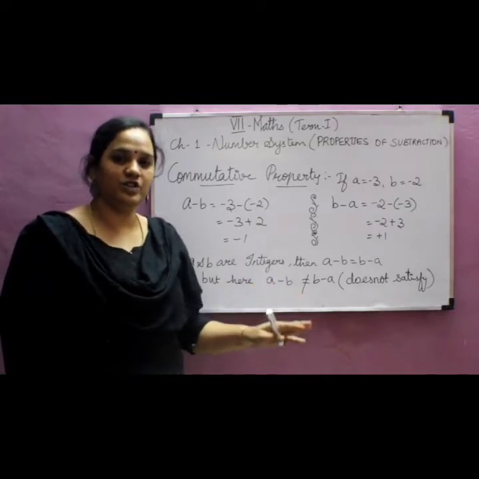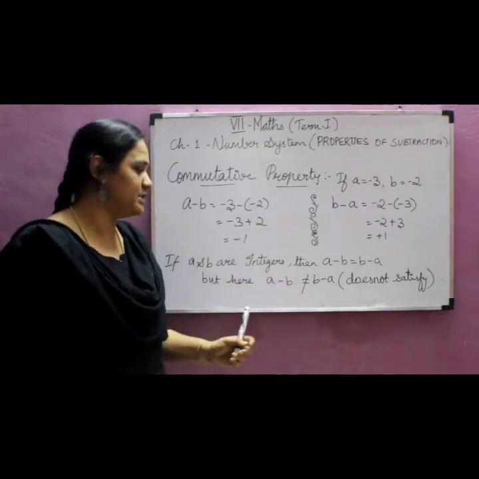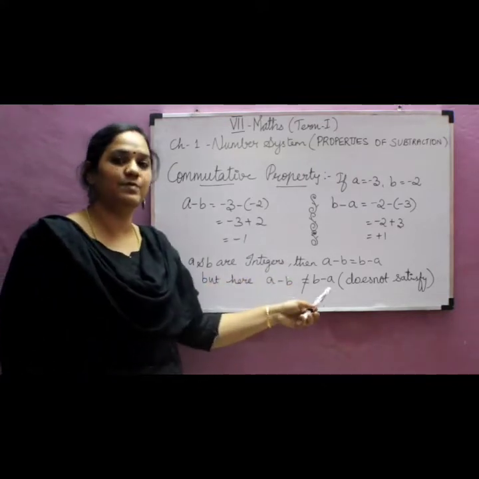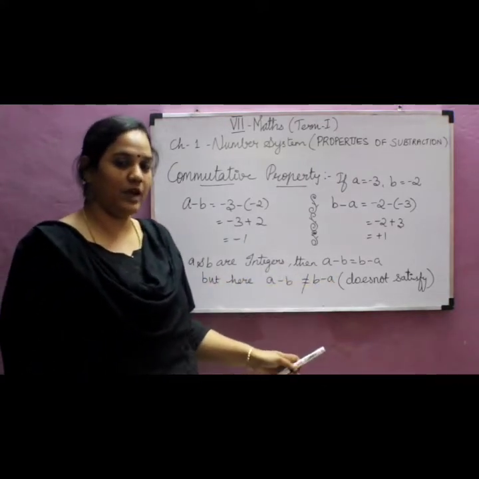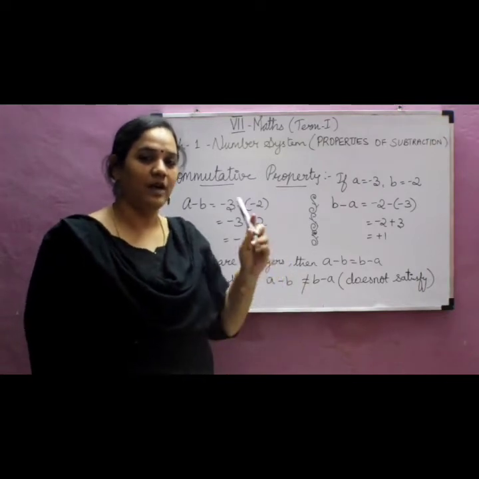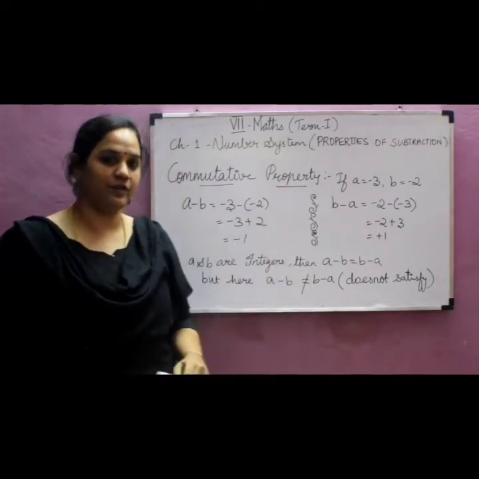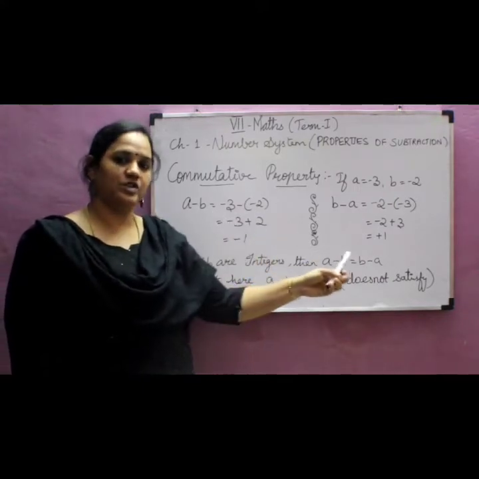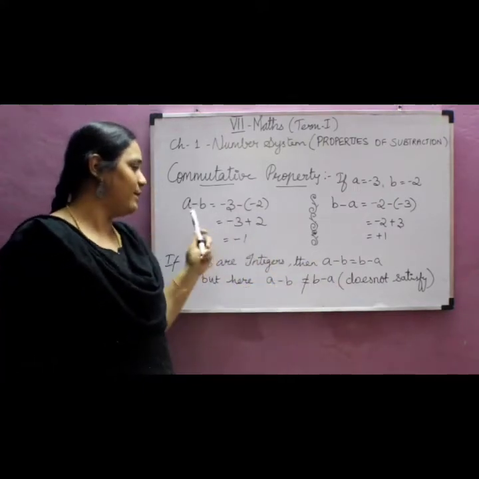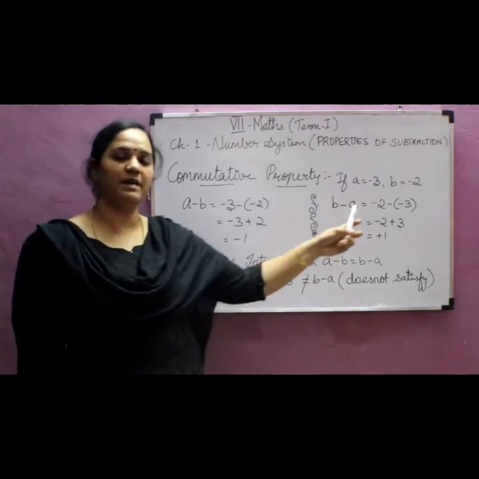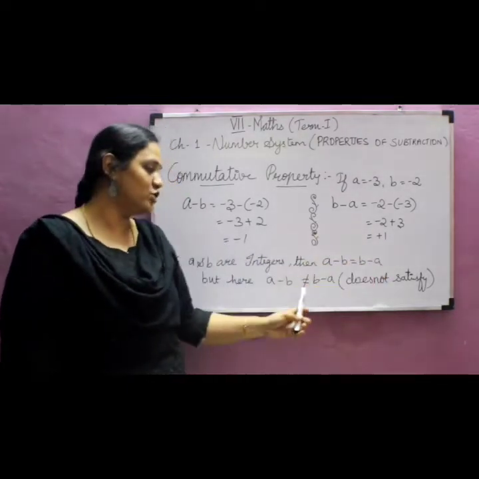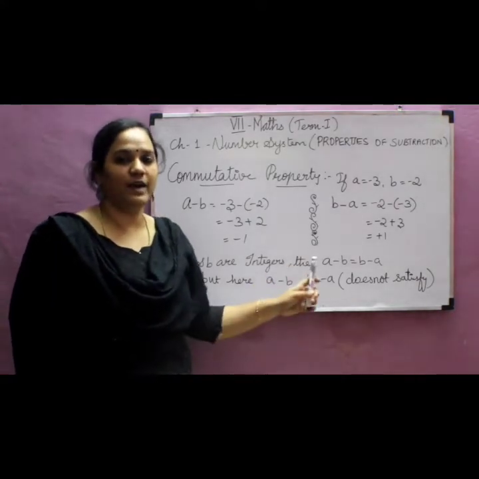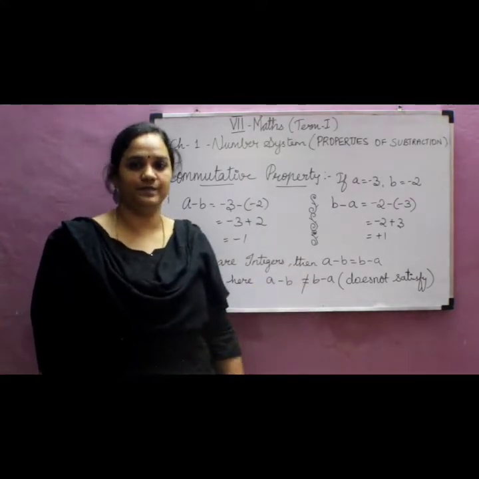Already we have seen addition of integers. In addition of integers we say if a and b are integers, then a plus b is equal to b plus a. I explained this already in my previous video on properties of addition. Same thing we are doing for subtraction also, but for subtraction a minus b is minus 1 and b minus a is plus 1. So it is not equal. So this property does not satisfy subtraction of integers.